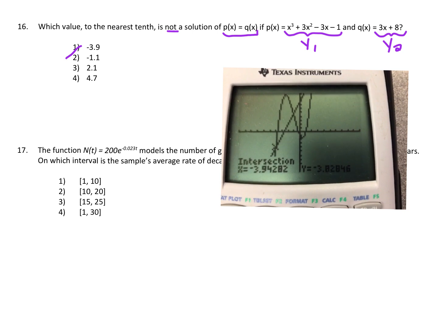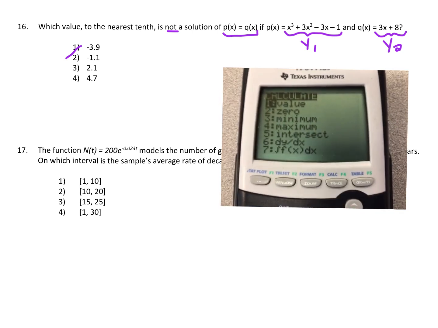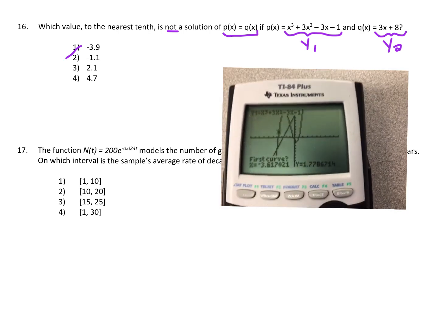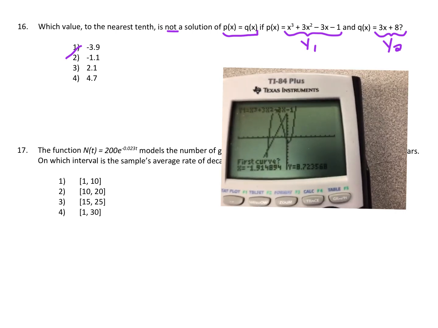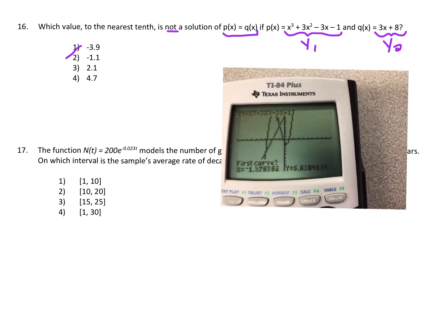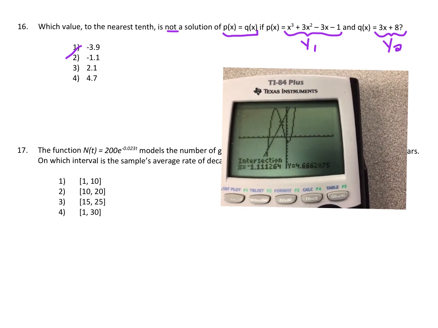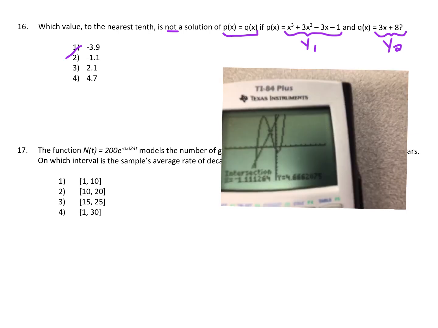Okay, so now let's do second trace and intersect. Trace 5 again. And this time I'm going to move my cursor over to the next point of intersection. Sorry if you're getting seasick. It's hard to hold all this and do the calculator at once. And then when I hit enter, enter, enter, we could see this one is at like negative 1.1, which is choice 2. So choice 2 is not the answer.